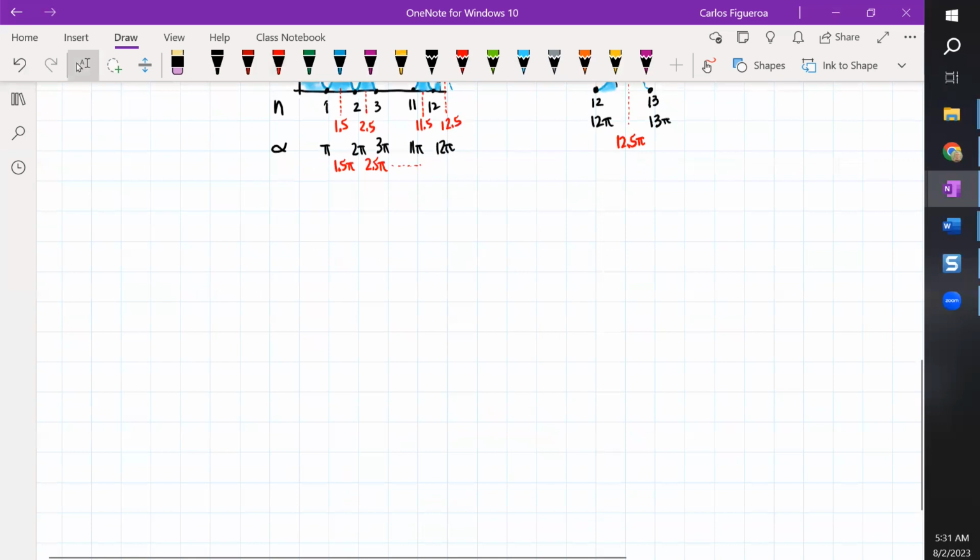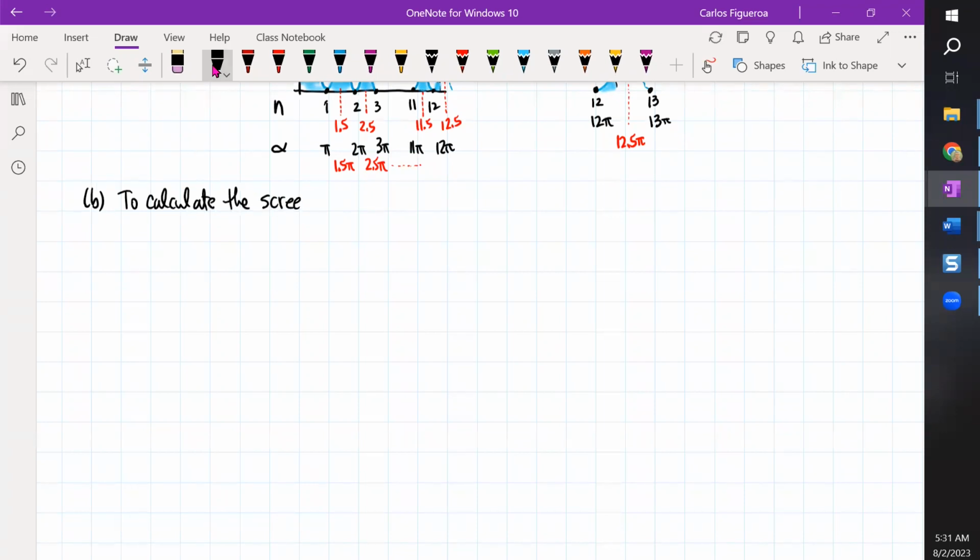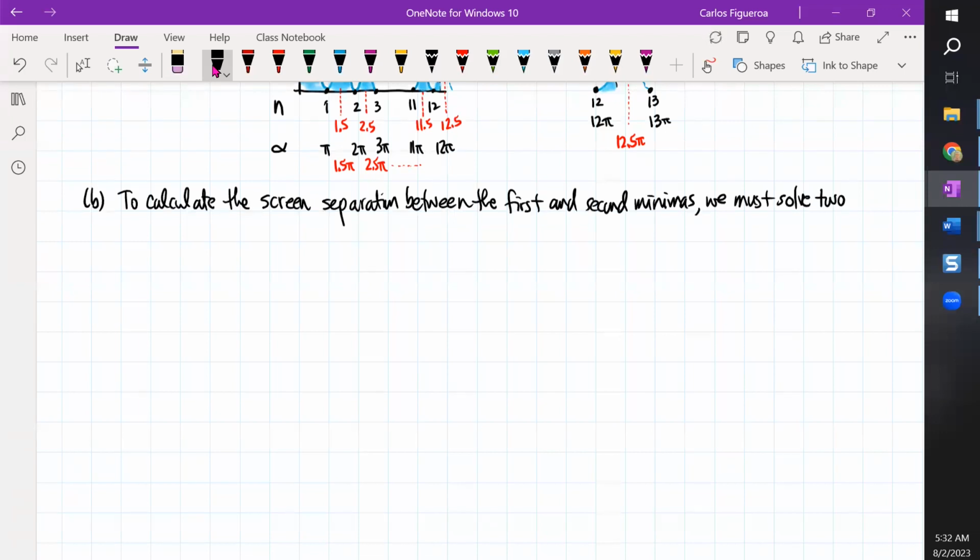So now let's go to B. To calculate the screen separation between the first and second minima, we must solve two equations, just as we talked about in lecture.